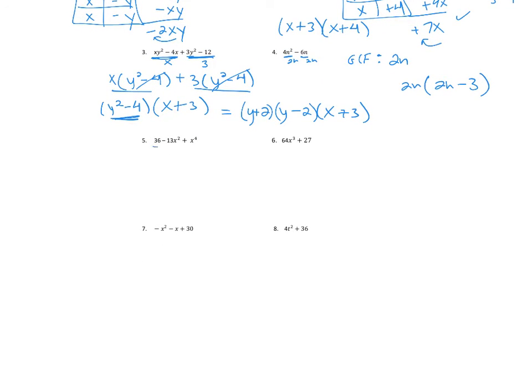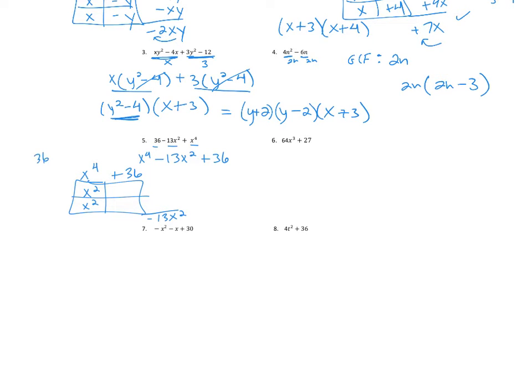For number 5, is there a common factor for all of the terms? No. Let me rearrange these terms because they're not in the proper order. And then I'm working with a trinomial, so factors of the first term and the last term such that the sum is the middle term. So x to the 4th can only be x squared times x squared.